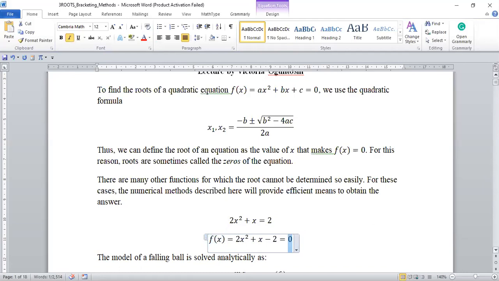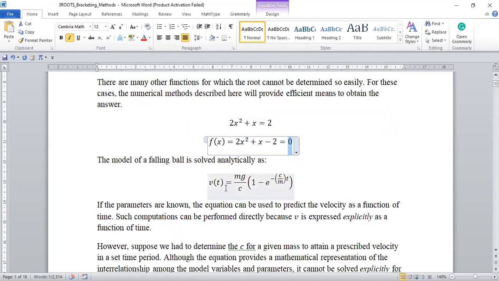So as an example, let's go to the model of the falling ball. In the first class, when we started the first lecture, we derived this model, and this is the model of the falling ball. If you are asked to calculate the velocity, v is the velocity, m is the mass, g is acceleration due to gravity, c is a constant coefficient, and t is the time. So if you are asked to find the velocity of the ball, it's pretty much straightforward. You can all do that.